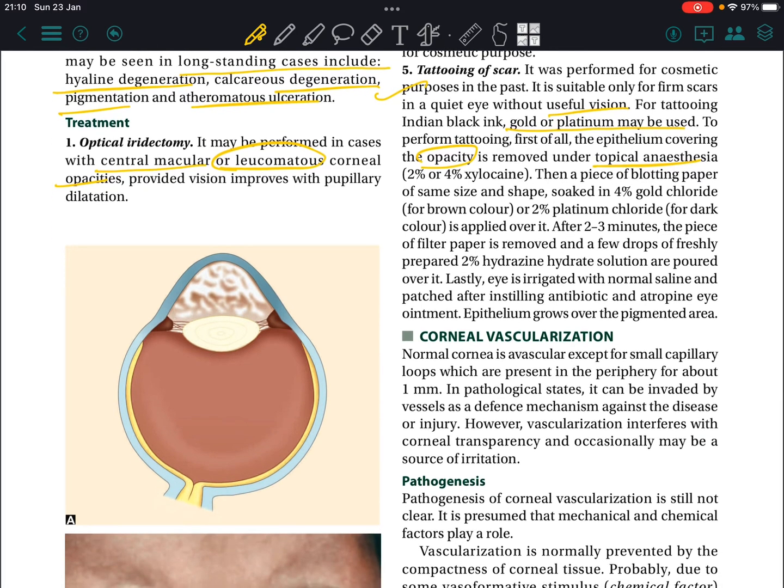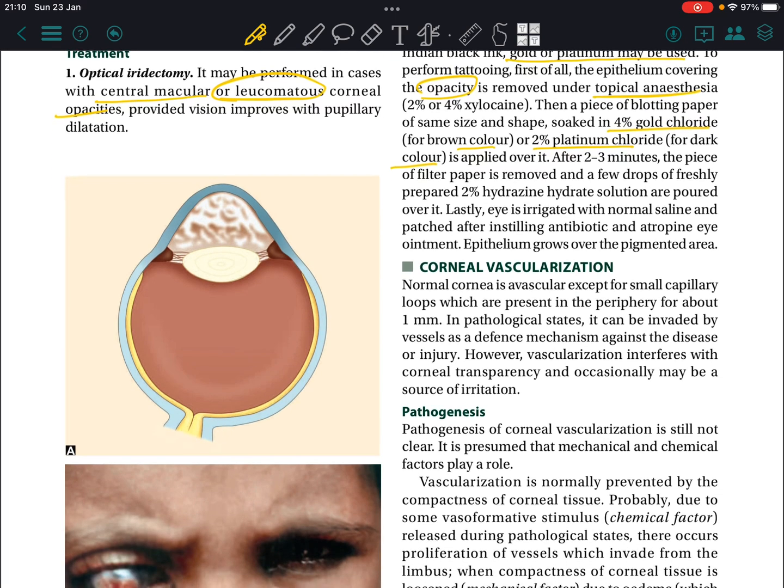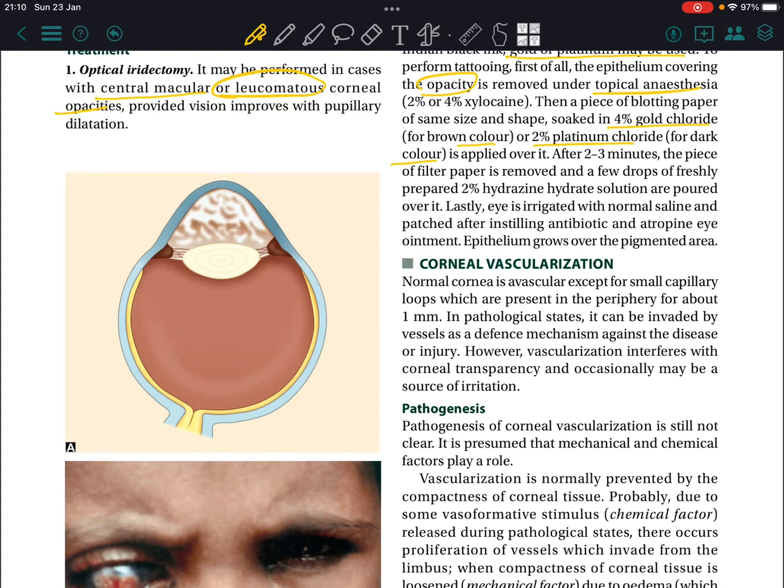Xylocaine, then a piece of blotting paper of the same shape soaked in 4% gold chloride for brown color, or 2% platinum chloride for dark color, is applied over it. After 2 to 3 minutes, the piece of filter paper is removed and a few drops of freshly prepared 2% hydrazine hydrate solution are poured over it. Lastly, the eye is irrigated with normal saline and patched after instilling antibiotic and atropine eye ointment.